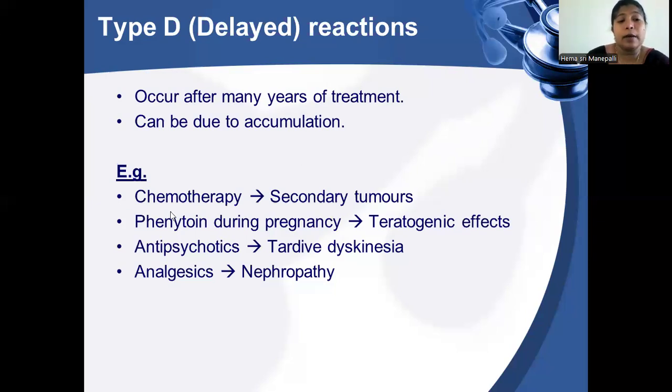Examples are chemotherapy. Chemotherapy will be for a prolonged duration, so it may lead to secondary tumors. And next one, phenytoin during pregnancy. It causes teratogenic effects. Teratogenicity means it mainly causes birth defects in the fetus. And antipsychotics cause tardive dyskinesia, which is a neurological disease. And analgesics cause nephropathy.